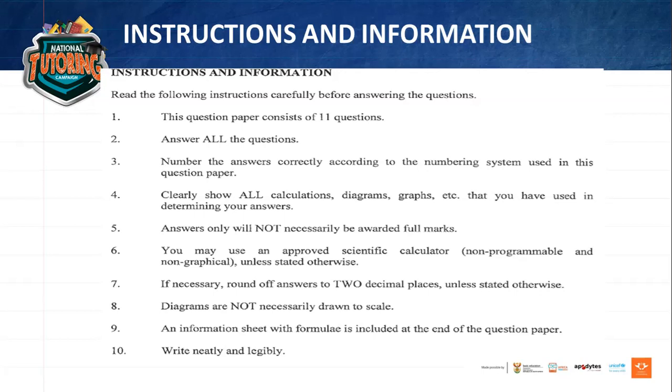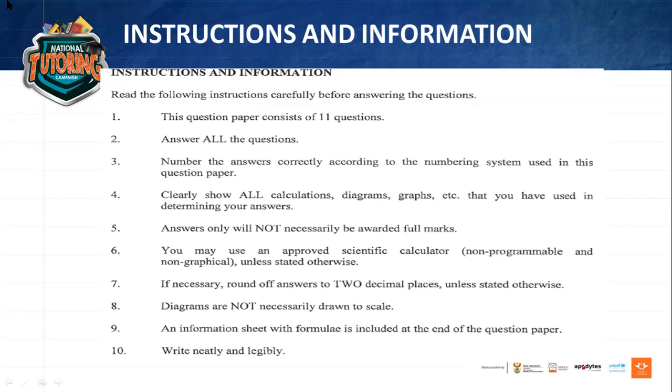So please do not make calculations only in a calculator, then you write the final answer on your answer script. Show all your workings, show all your calculations, even the diagrams or graphs that you have used in determining your answer. They should be visible so you can be awarded the full marks. Answers only will not necessarily be awarded full marks. If you're just going to do the answer in a calculator, students, then you write a final answer, do take note, you are not going to be given the full marks, okay?